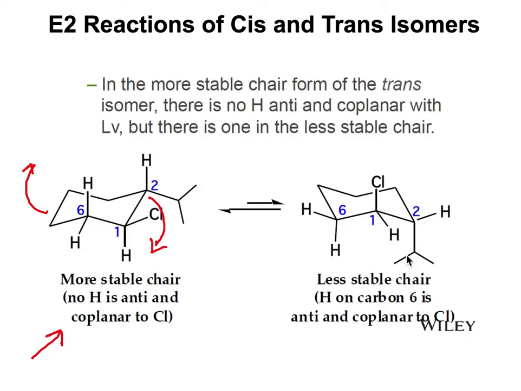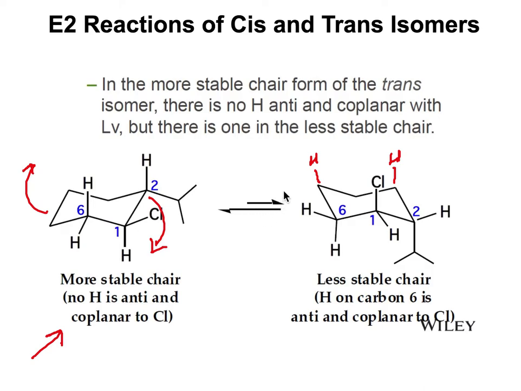In the flipped one, that is very unstable, we have a chlorine and an isopropyl being axial. And that's very unstable because we have 1,3-diaxial interactions all over. So remember, there's a hydrogen here interacting with a chlorine. There's another hydrogen there interacting with a chlorine. So that's very, very unlikely.